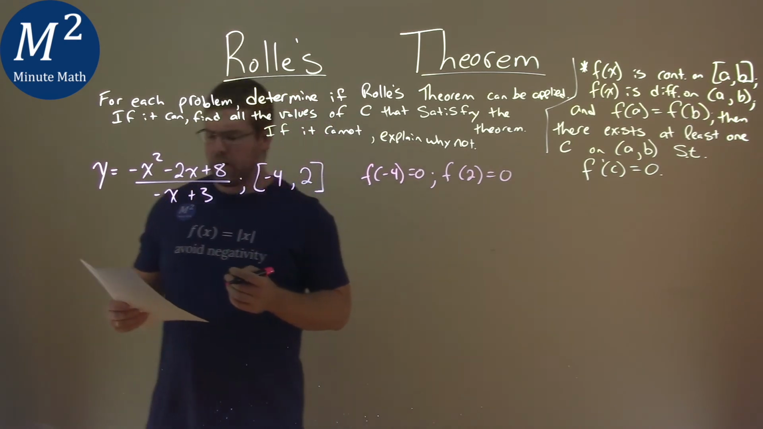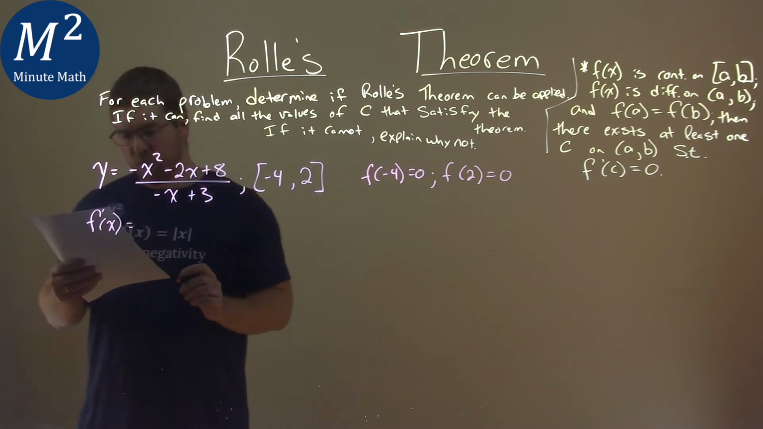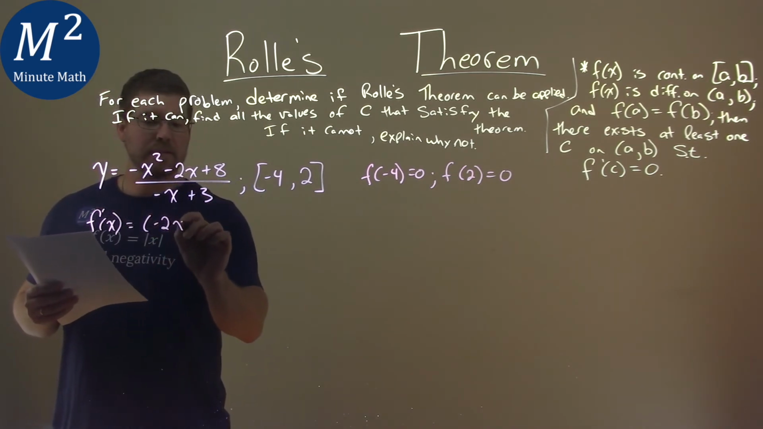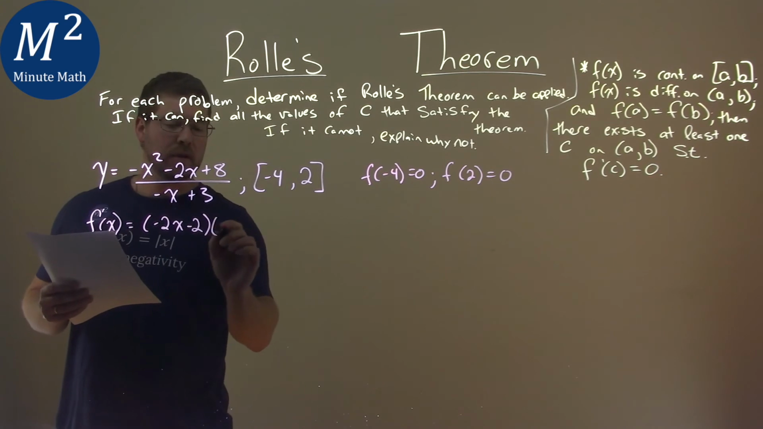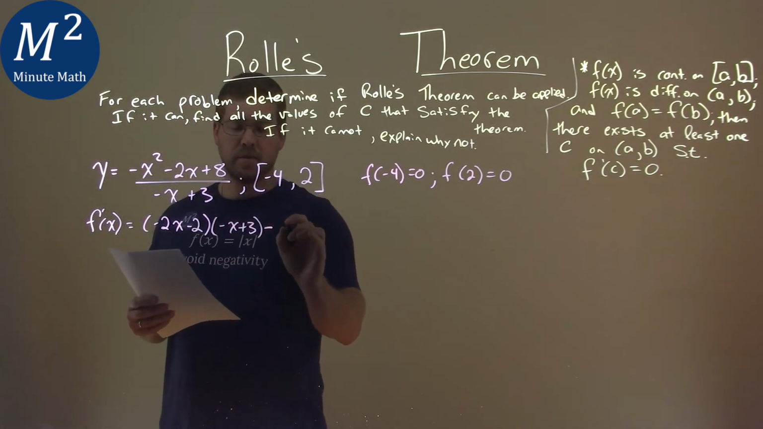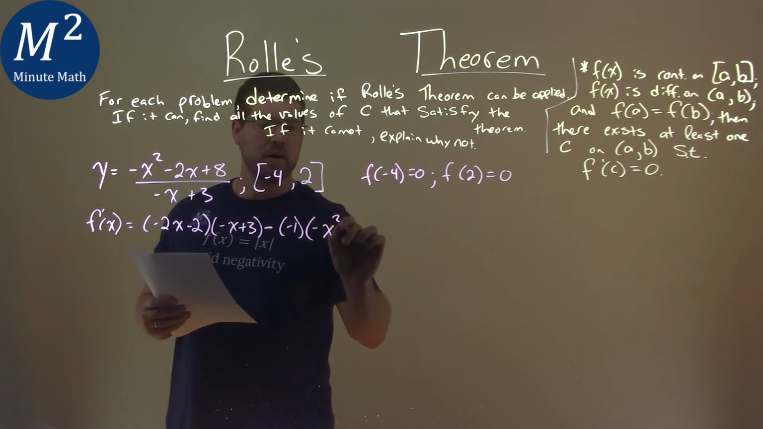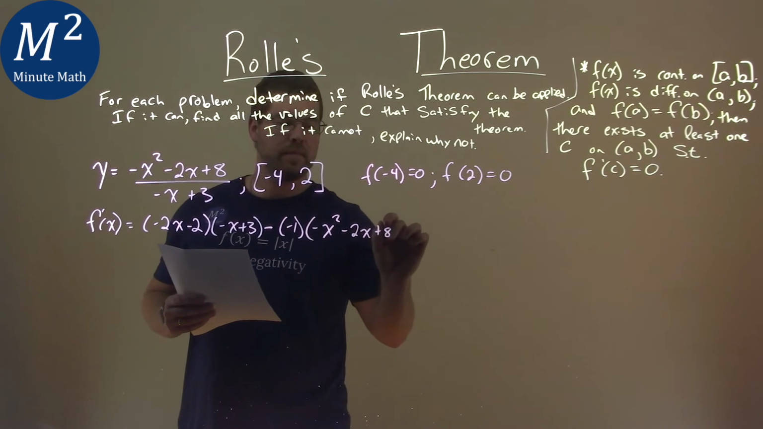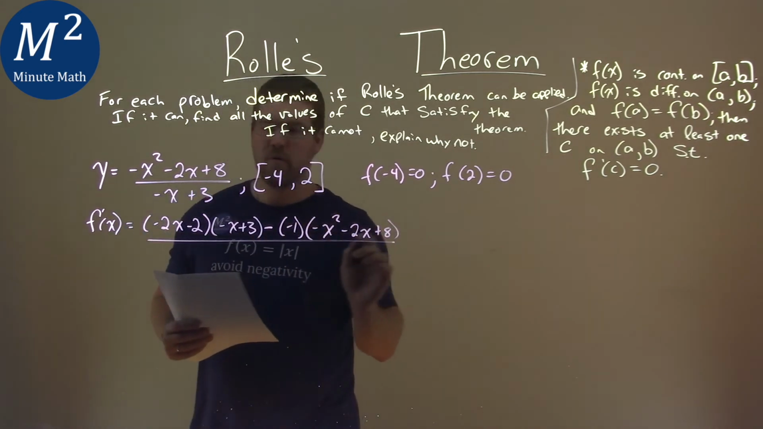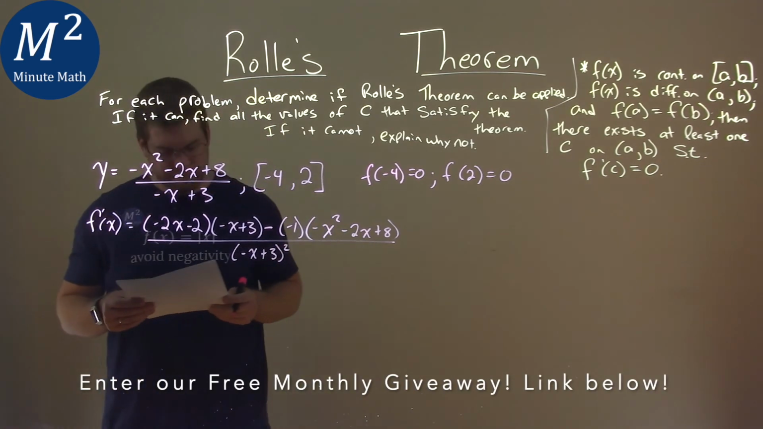We first need to find the derivative. f prime of x, let's use the quotient rule here. The derivative of the numerator is negative 2x minus 2 times our denominator, negative x plus 3, minus the derivative of the denominator, which is negative 1, times the numerator, negative x squared minus 2x plus 8. All over our denominator, negative x plus 3, all squared.